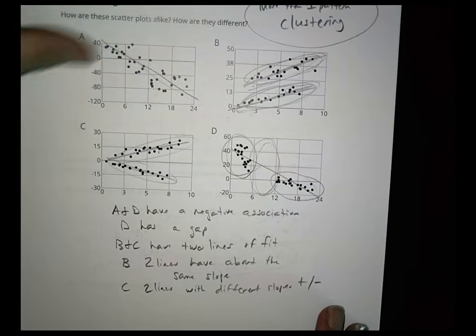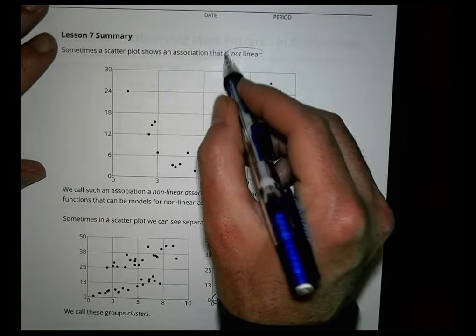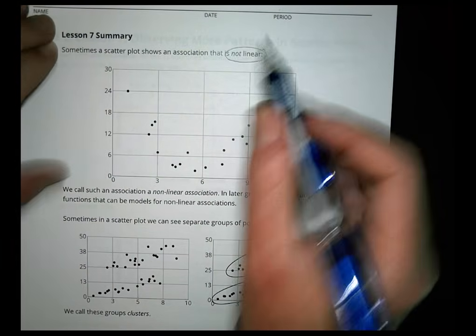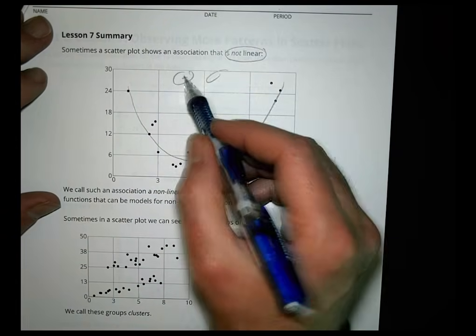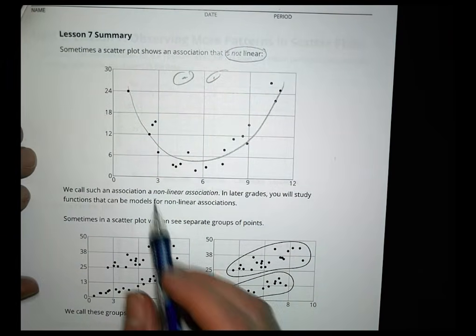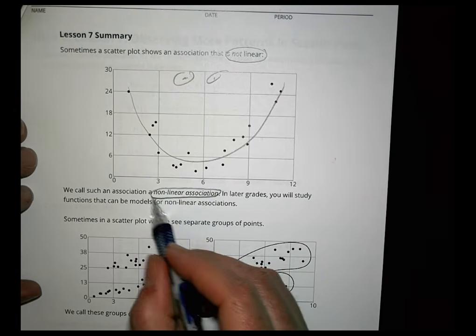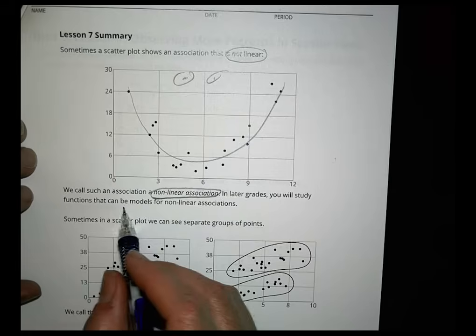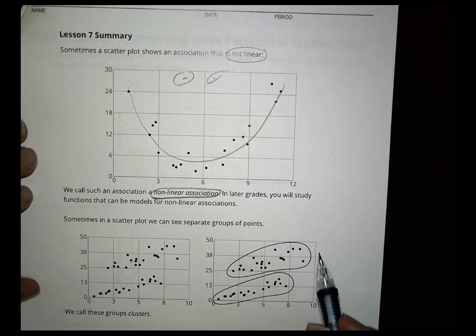Let's take a look at your summary. Summary today says, sometimes a scatter plot shows an association that is not linear. Sometimes that happens, right? So this one here, not linear. It's a nice happy face. Have a nice day. All right. We call such an association nonlinear association. In later grades, you'll study functions that can be models for nonlinear associations. We'll see how you can model those out later on, but not right now.